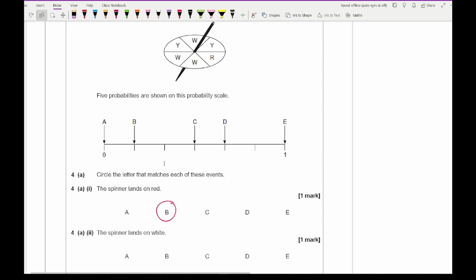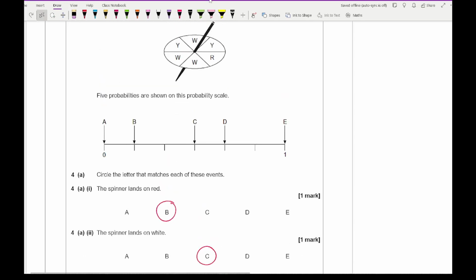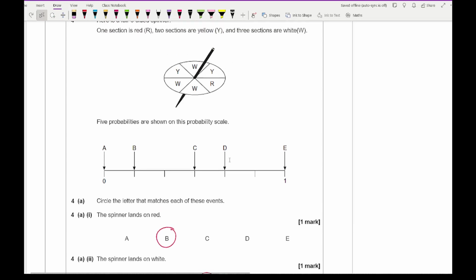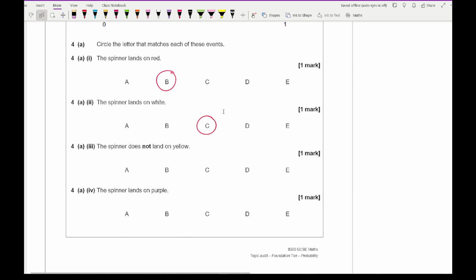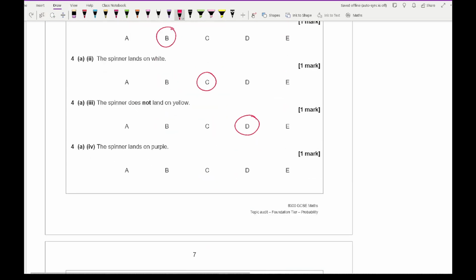The spinner lands on a white. Well, that's going to be 3 out of 6, which is a half, and that's going to be C. The spinner does not land on a yellow. Well, the number of non-yellows are 4 out of 6, so 4 out of 6 is going to be D. And the spinner lands on a purple. There is no purple, so that's going to be 0, which is A.